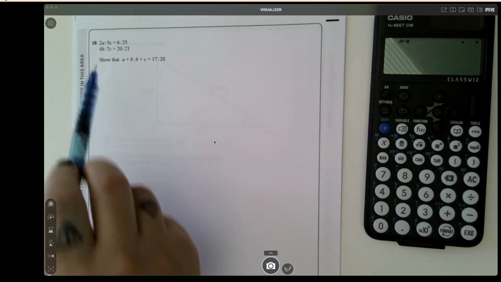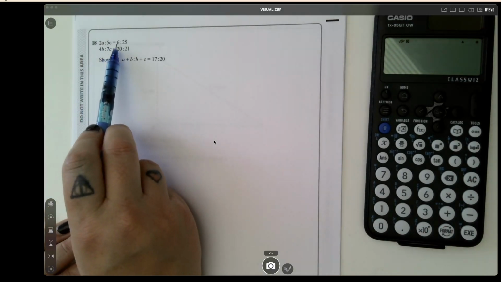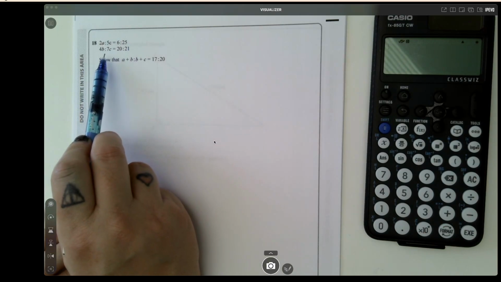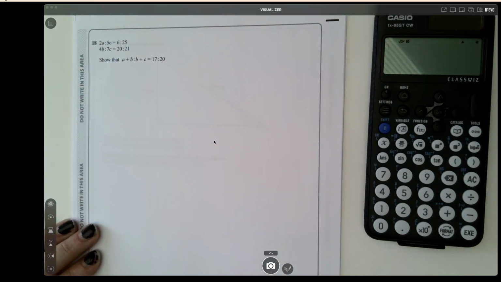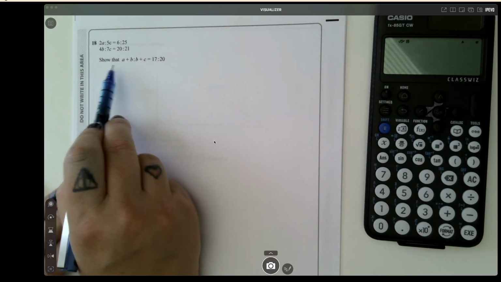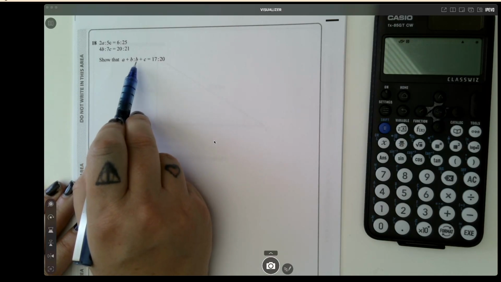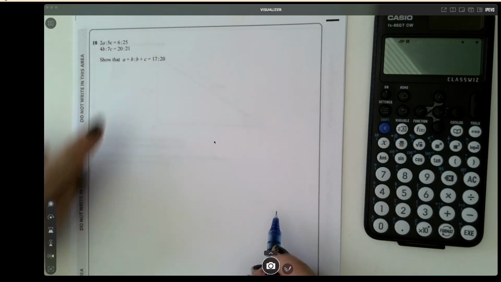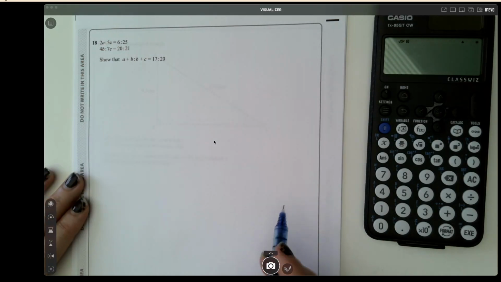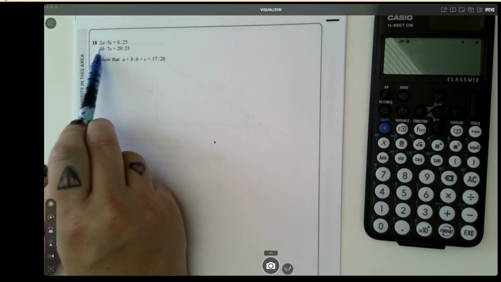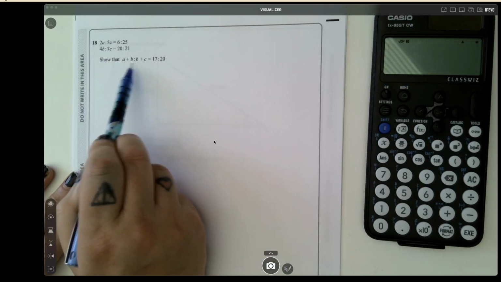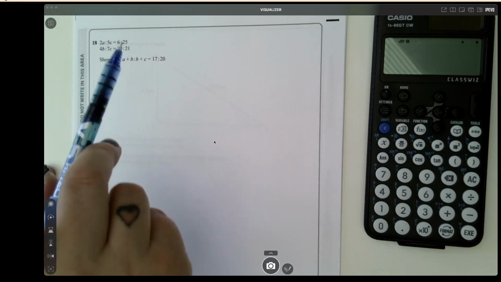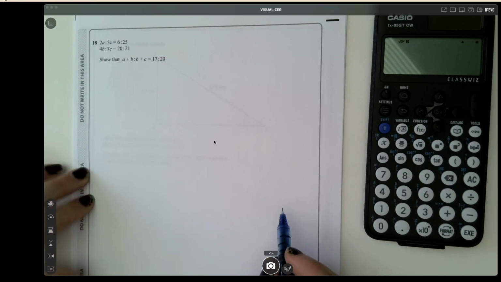Question 18. We have 2a to 5c equals 6 to 25, 4b to 7c equals 20 to 21, and it wants us to show that a plus b to b plus c equals 17 to 20. So I'm going to take each ratio separately and simplify it a little bit more, because here I have multiples of the letters, whereas here I only want a single letter. I don't want it in terms of multiples.